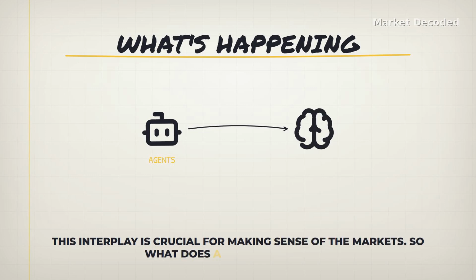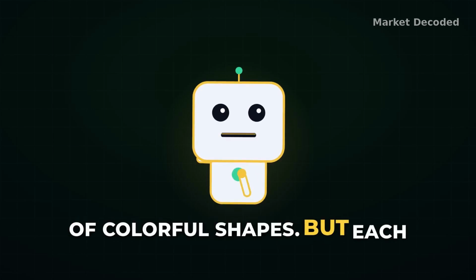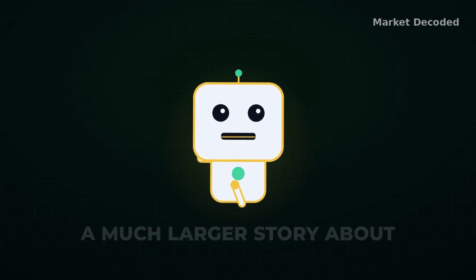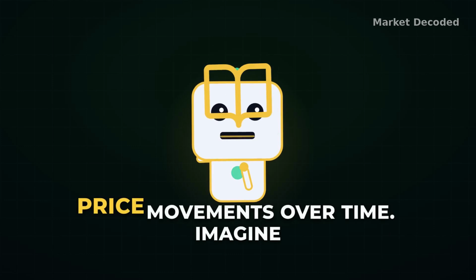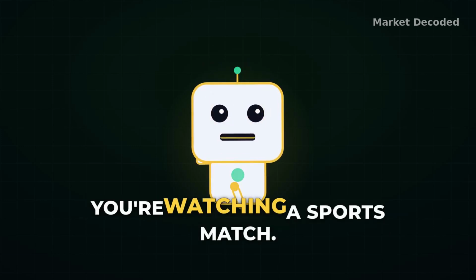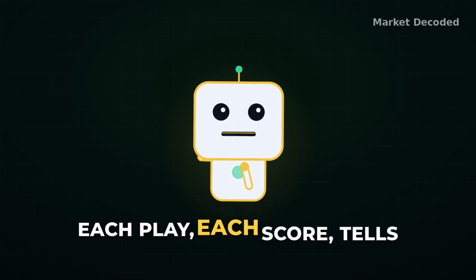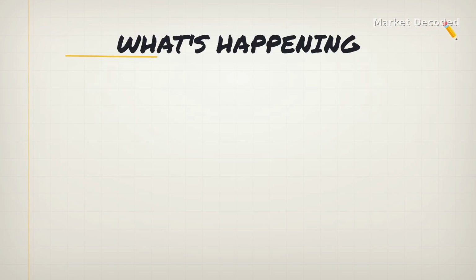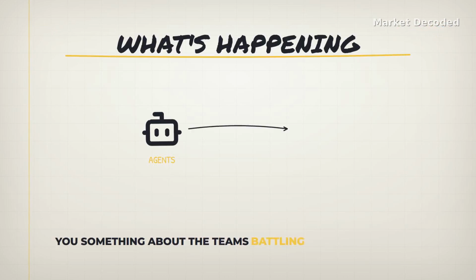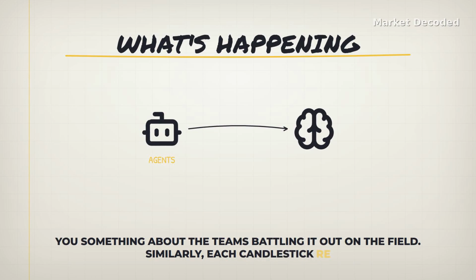So, what does a candlestick chart actually show? At first glance, it may look like a jumble of colorful shapes, but each candlestick is a chapter in a much larger story about price movements over time. Imagine you're watching a sports match. Each play, each score, tells you something about the teams battling it out on the field. Similarly, each candlestick represents a showdown between buyers and sellers.